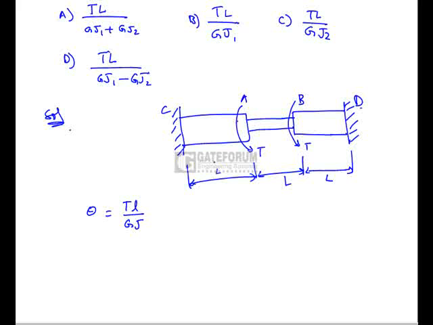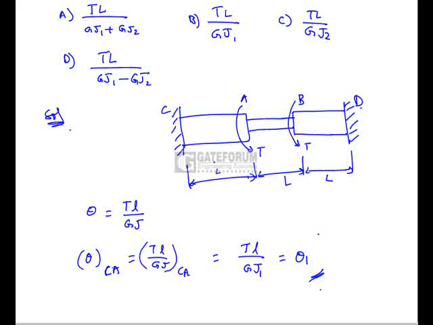Either we will have to come from the right side or from the left side. If we come from the left side, in between C and A, theta CA is equal to TL by GJ. In the shaft CA, the torque is equal to T, the length is equal to L, and the torsional rigidity is GJ1. So that is TL by GJ1, which is equal to theta 1. So the right answer is TL by GJ1, and the right option is B. B is the right answer.